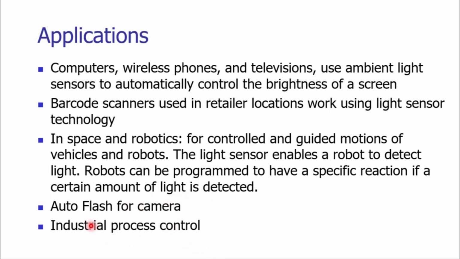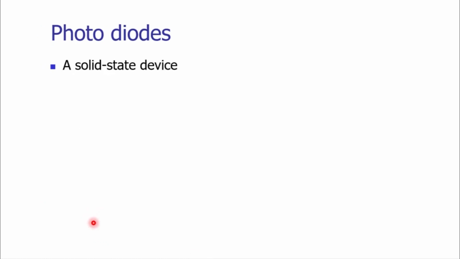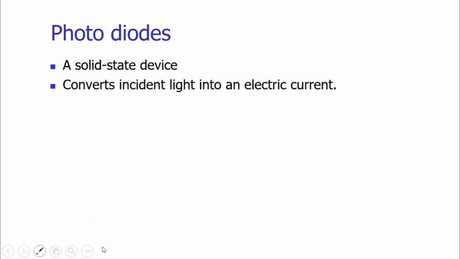Moreover, these are used in auto flash for camera and the industrial process control. The next sensor is photodiode. It is a solid state device and it converts the incident light into an electric current.